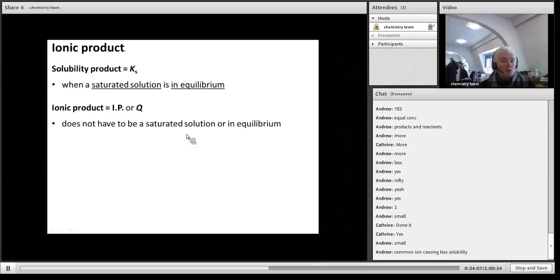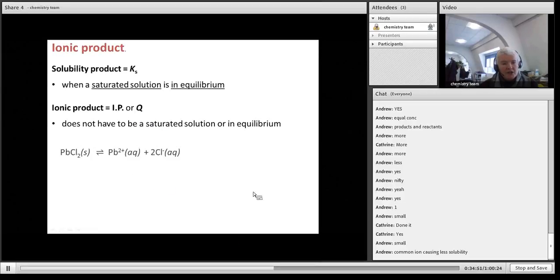If it's not an equilibrium, or could even be an equilibrium in any other case, my ionic product simply means multiply my products, so it's my silver times my chloride. We can use either IP for ionic product, or Q. You may see Q in some YouTube clips if you're looking on the web, because that is a symbol for it. New Zealand tends to use IP. I've stuck with IP because I think it's easier, but Q also means the same thing. Right, so let's take our lead chloride.